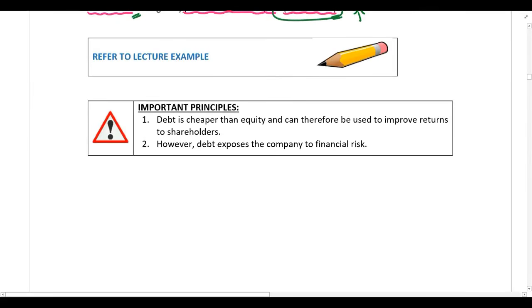All right, and you guys can go through these important principles over here. It's just the most important principles that we addressed in that lecture example. We know that debt is cheaper than equity, so it can be used to improve returns to shareholders. We saw that in our example. However, the disadvantage of debt is it exposes the company to financial risk.